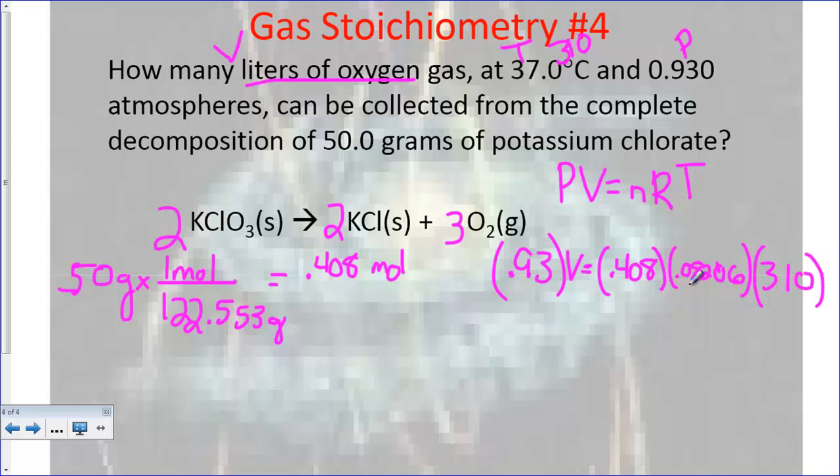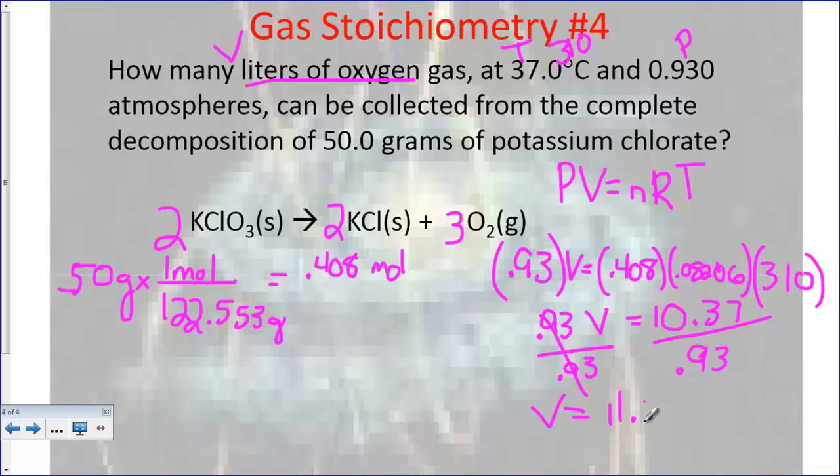Alright, when we work out this side, we get 10.37, and that is equal to 0.93 V. So we're going to divide by 0.93 on both sides. Okay, and that gives us our volume is equal to 11.1 liters. Okay, so if you are not at STP, you must use PV equal nRT.